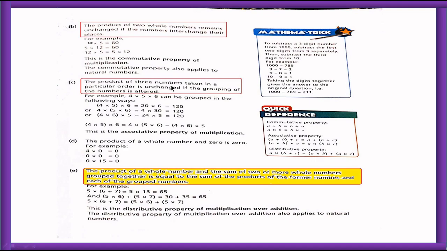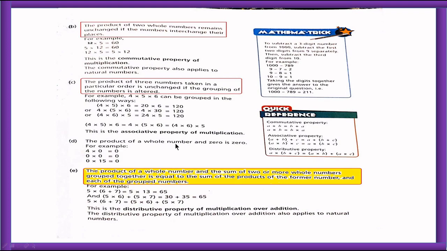C: The product of three numbers taken in a particular order is unchanged if the grouping of the numbers is altered. This means if the grouping of numbers is changed, the answer will be the same. 4 multiplied by 5 multiplied by 6: whether we write 4 multiplied by 5 and then by 6, or 4 multiplied by 6 and then by 5, in both cases the result will be 120. This is the associative property of multiplication.